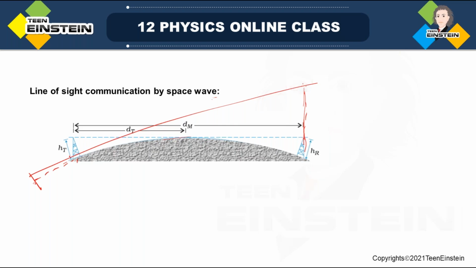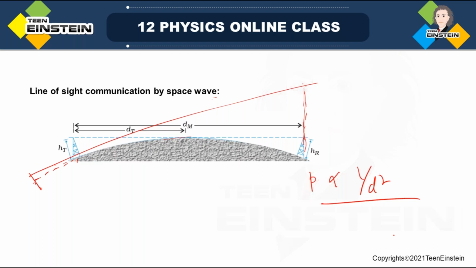Moreover, the power of the transmitted wave from a transmitter decreases as the inverse square of the distance. That means the transmitted wave will lose its power as you go to a much larger distance. The power actually varies as 1 by distance squared. Okay, so the signal becomes weaker with increasing distance.